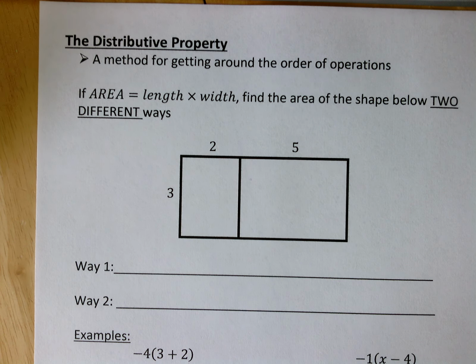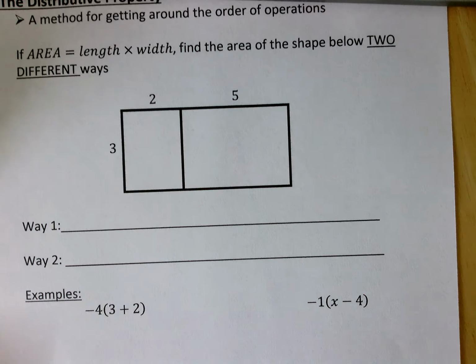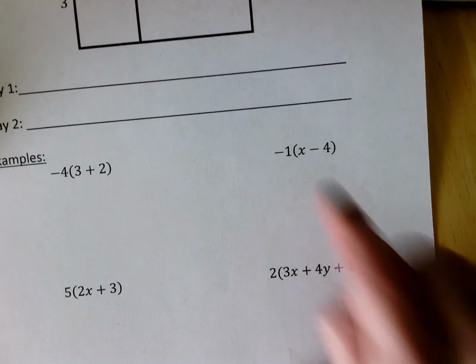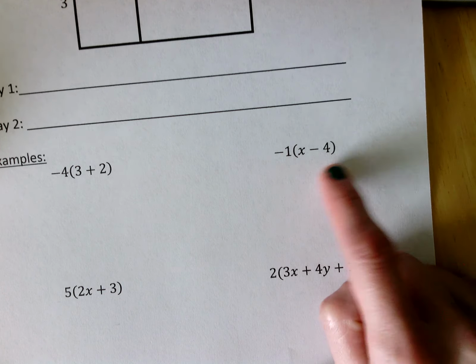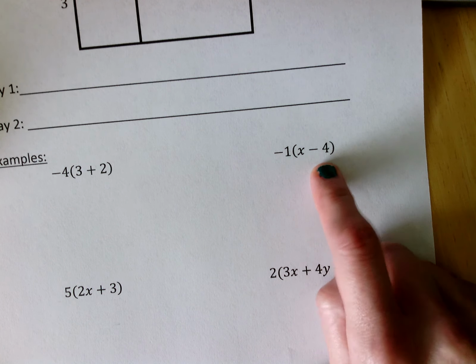All right, so next up, we are looking at the distributive property. Basically, what the distributive property is, it's a method that you can use to get around a certain part of the order of operations. When we look at some of these problems and we talk about simplifying them, order of operations says that we have to do parentheses first.